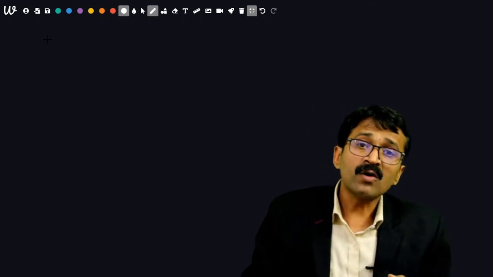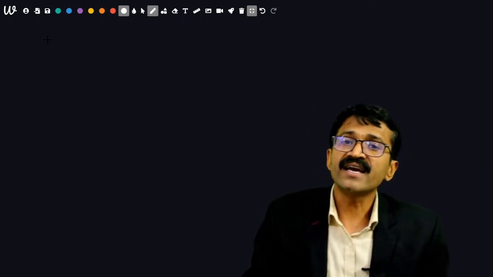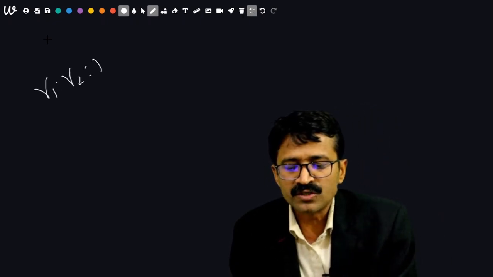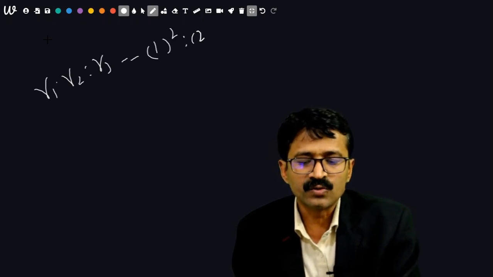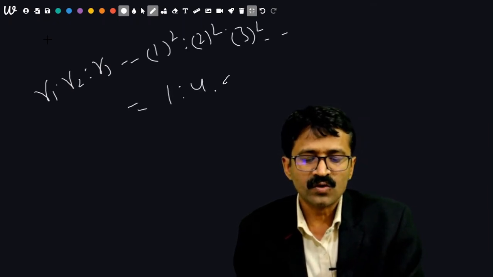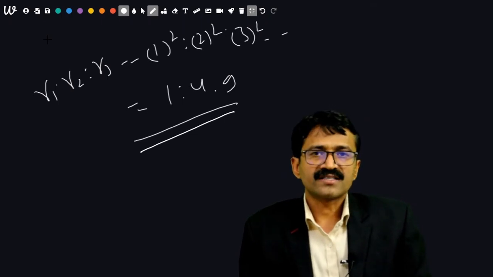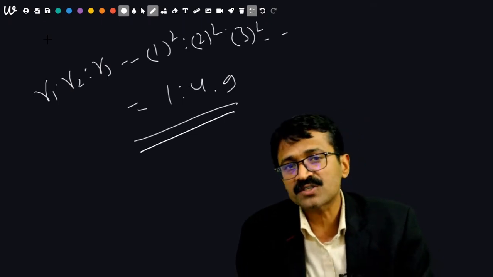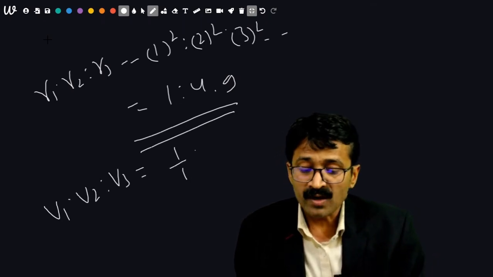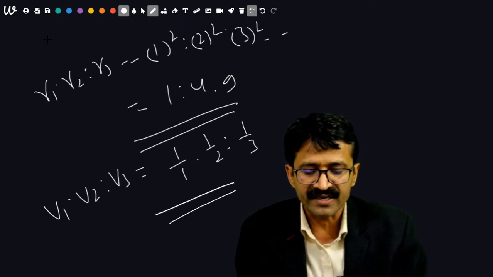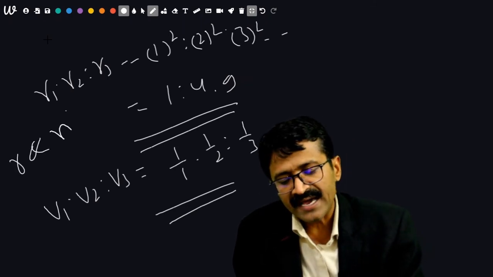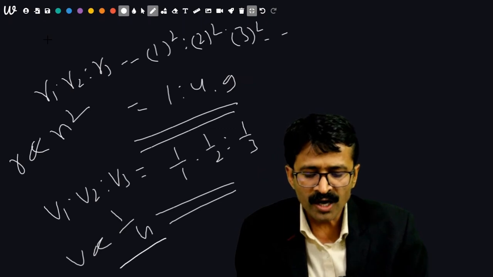Now, what about the ratio of radii in different energy levels? This is another kind of question, and that is r1 is to r2 is to r3, that is 1 square is to 2 square is to 3 square, that is 1 is to 4 is to 9. This is the orbital radius. What about the ratio of orbital velocity in different cases? Then v1 is to v2 is to v3 will be 1 upon 1 is to 1 upon 2 is to 1 upon 3. How can we solve these questions? On the basis of the formulas r proportional to n square and v proportional to 1 upon n.